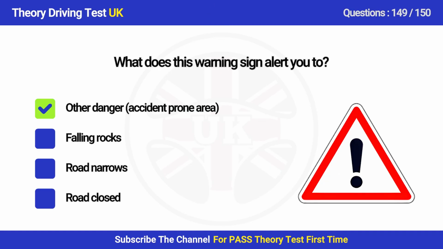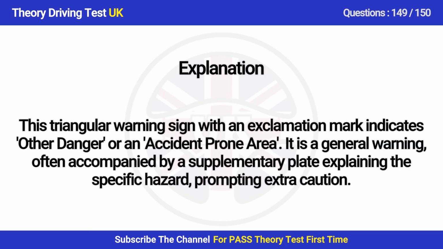Answer is A, other danger accident-prone area. This triangular warning sign with an exclamation mark indicates other danger or an accident-prone area. It is a general warning, often accompanied by a supplementary plate explaining the specific hazard, prompting extra caution.